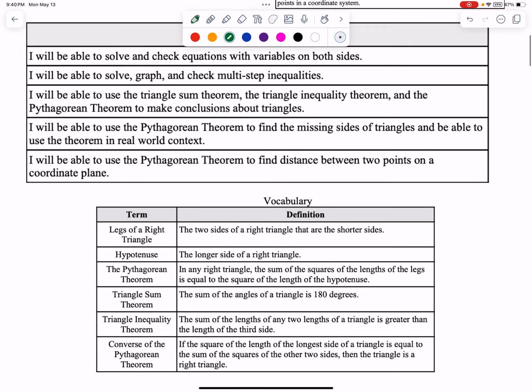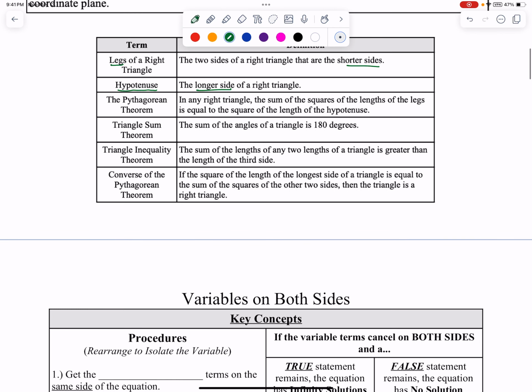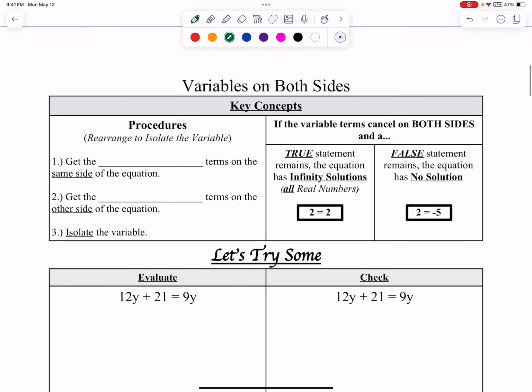You can take a look at the learning goals on your own as well as the new vocabulary. Some of these are going to be familiar to you. Legs of a right triangle are the shorter sides of a triangle. The hypotenuse is the longer side of a right triangle. We're going to be talking about the Pythagorean theorem, triangle sum theorem, triangle inequality theorem, and then the converse of the Pythagorean theorem.